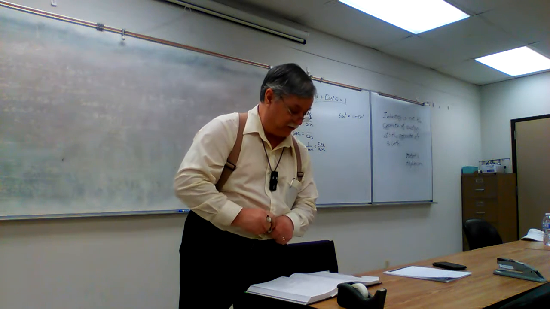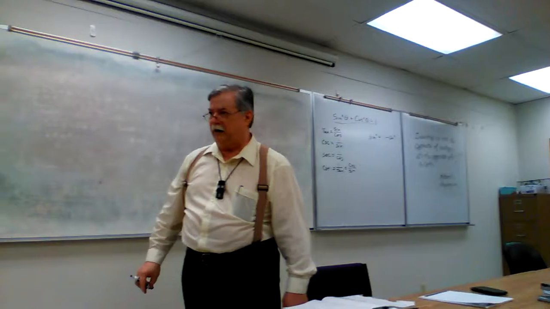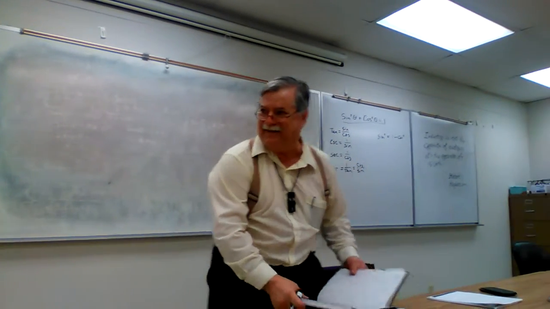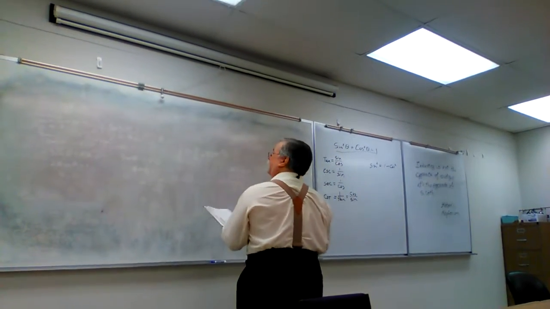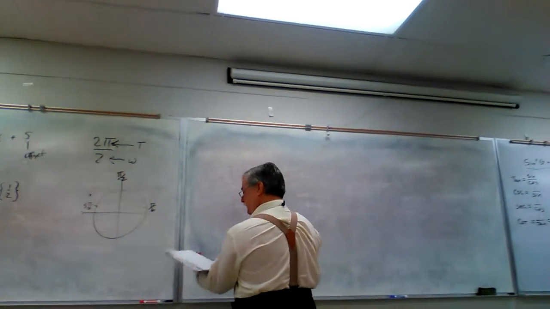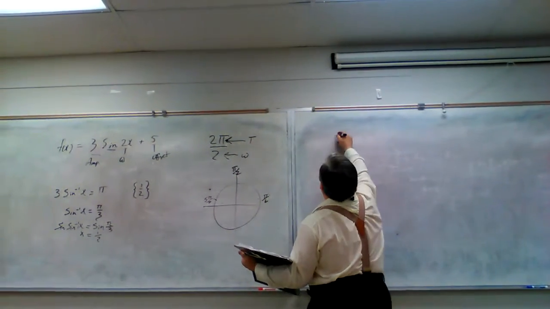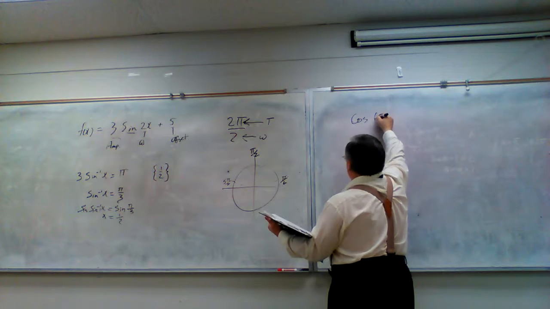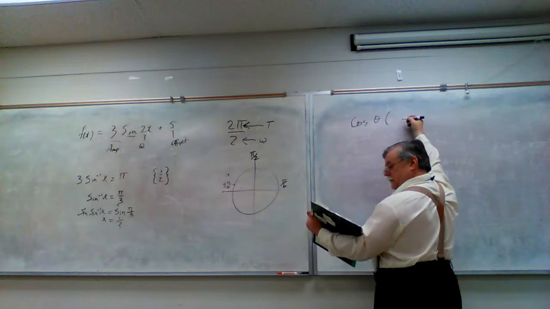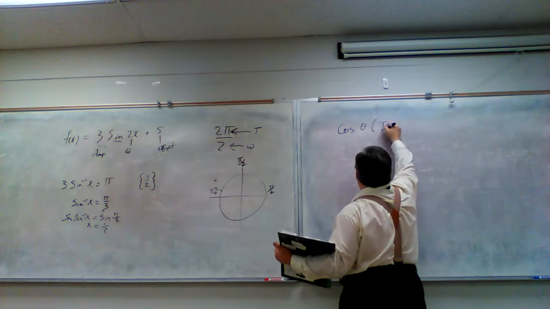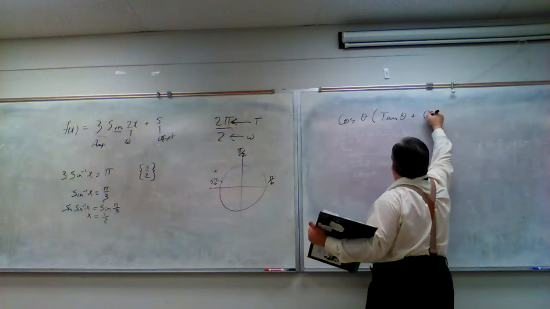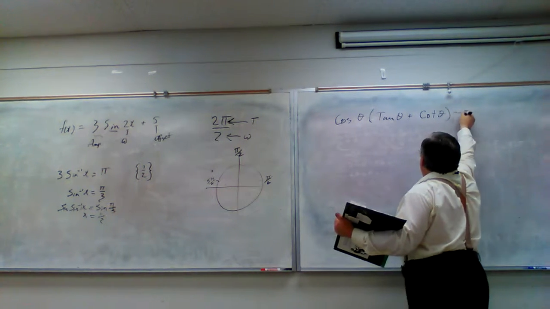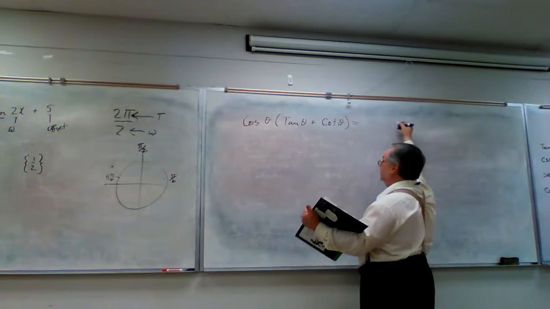Number 25, cosine theta times tangent theta plus cotangent theta equals cosecant theta. Oh wow, way to pick one that's not going to embarrass me. Let's see if we can do this. Cosine theta times tangent theta plus cotangent theta equals cosecant theta.